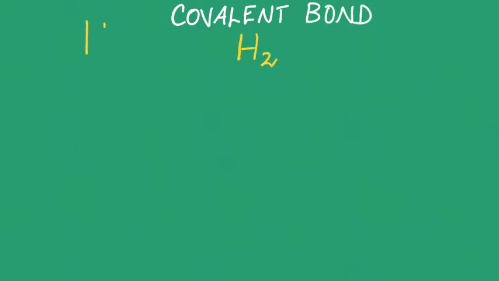Let's have a look at the formation of a covalent bond. A covalent bond is a strong bond and it is formed by sharing electrons between atoms.